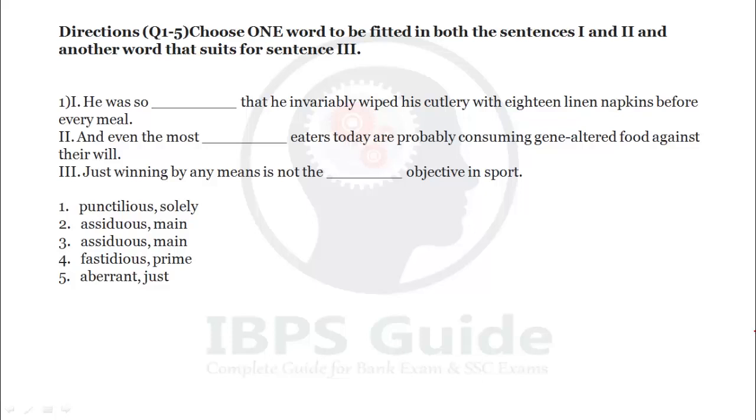assiduous, fastidious and aberrant. What is the meaning of aberrant? Aberrant means deviating from the usual or natural thing. So it will not be possible. Aberrant is a completely wrong option. We should not take aberrant.